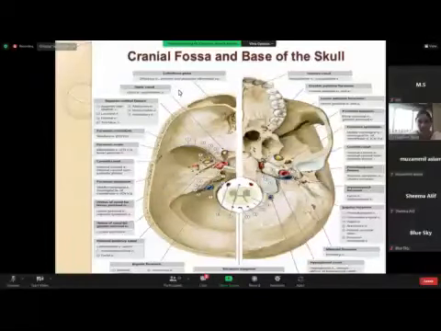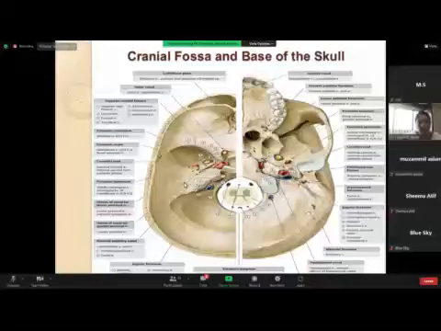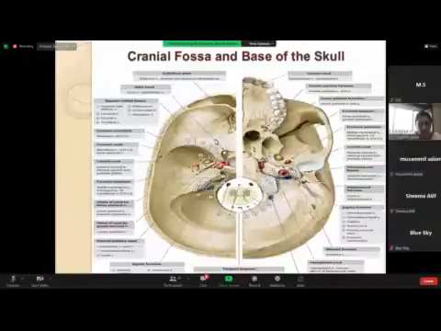Now, anterior to posteriorly, we should know all about the openings which are present on the interior and the base of the skull. These all are very important from the MCQ point of view. This is the interior of the skull, on the left side, and we can divide it into different fossas. We have anterior, middle, and posterior cranial fossas.